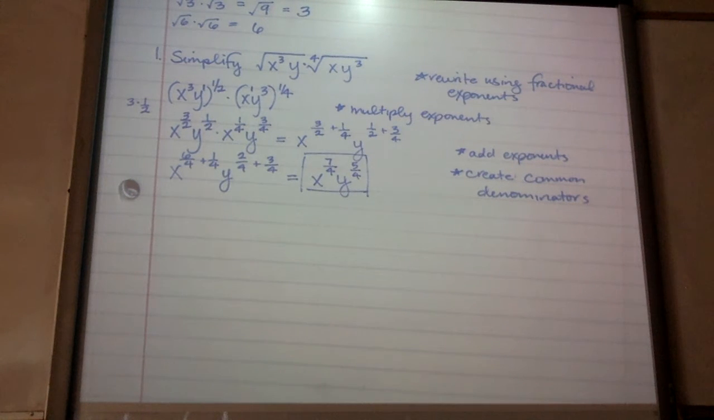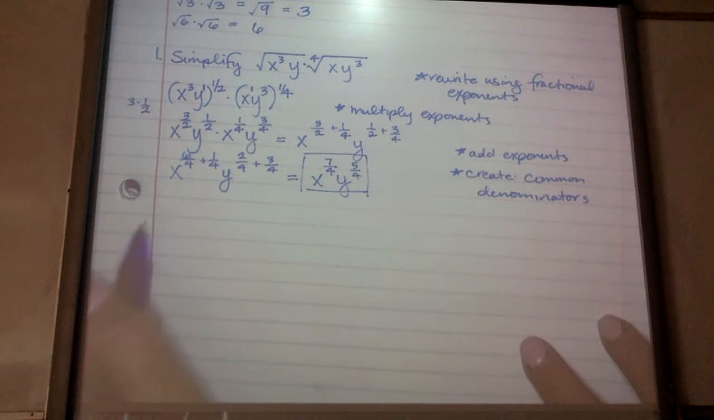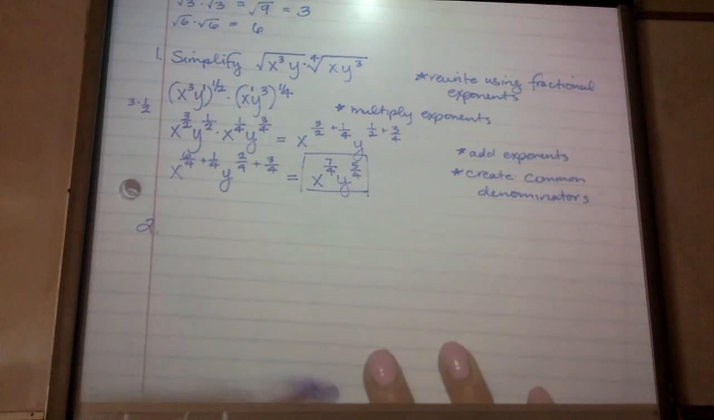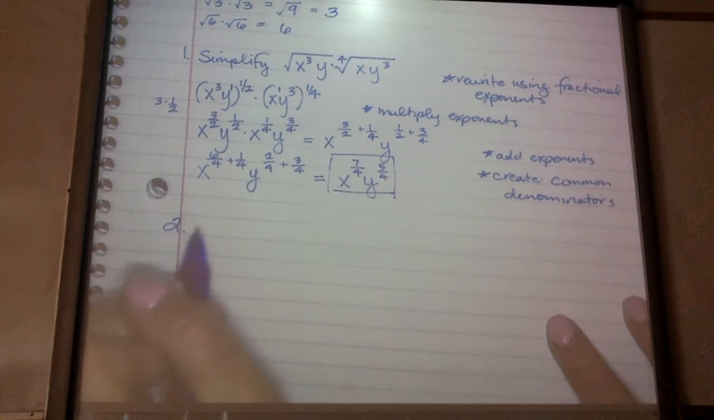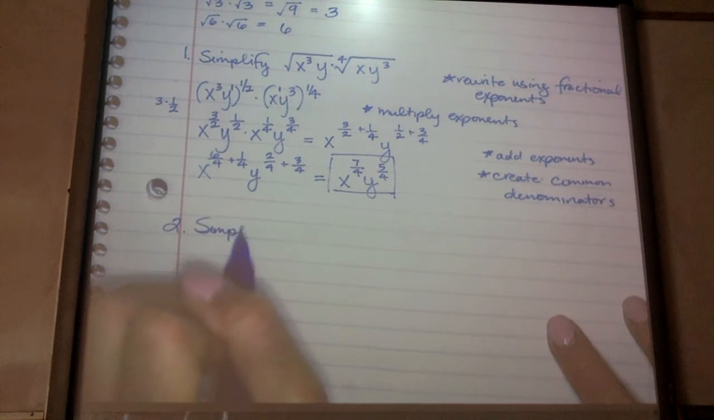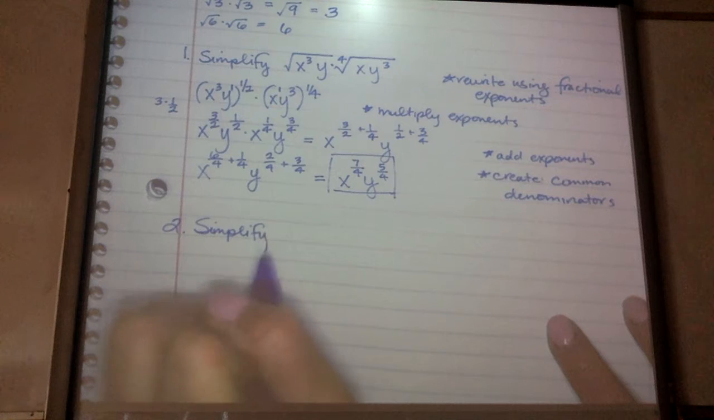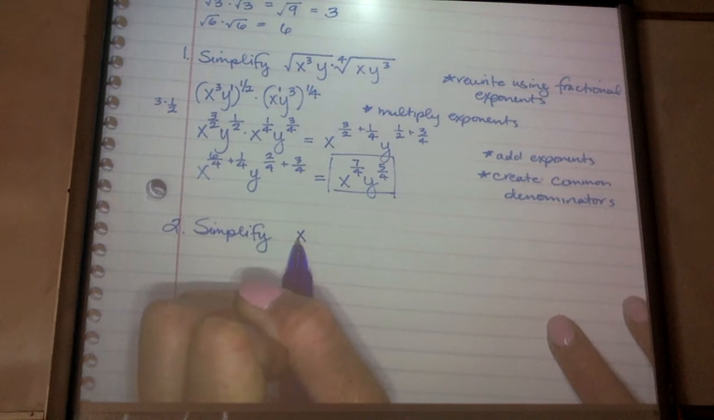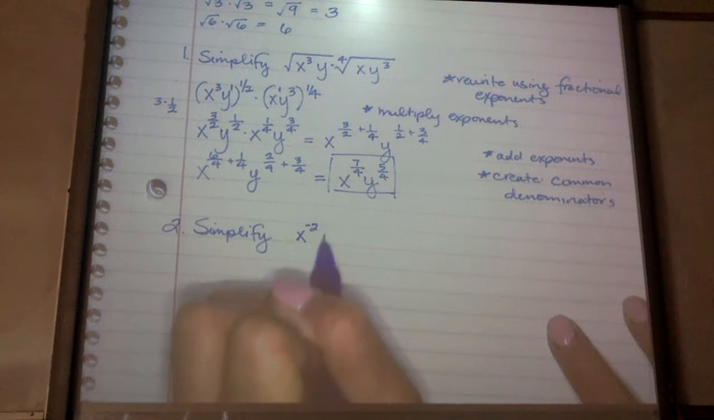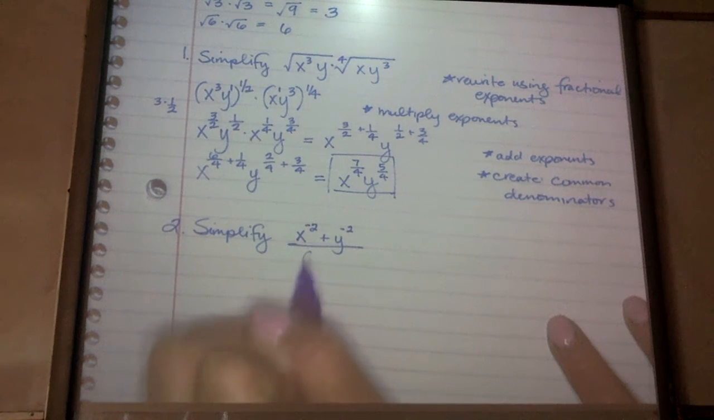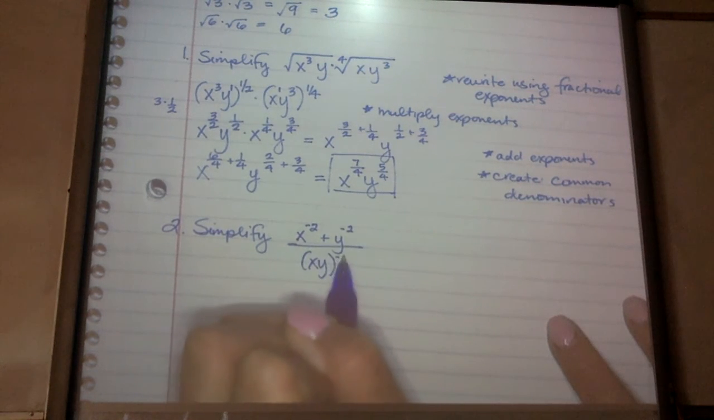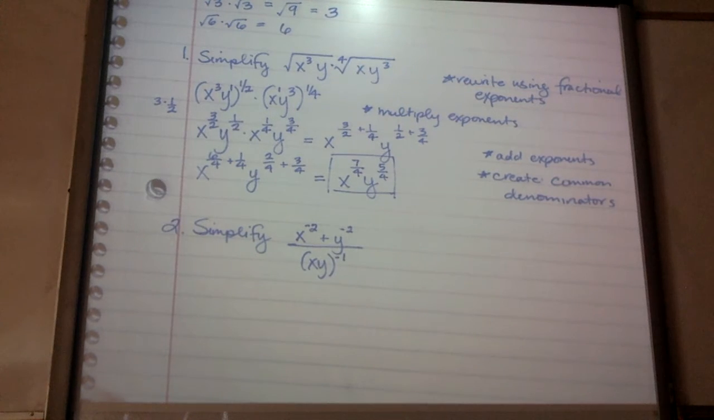Okay? Let's try another one. Different type of problem. Way different. I'm only going to do one of each. The next one, simplify x to the -2nd plus y to the -2nd all over xy to the -1st. I'm going to move that up.